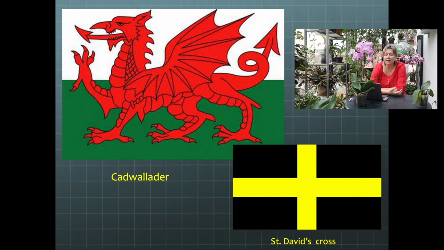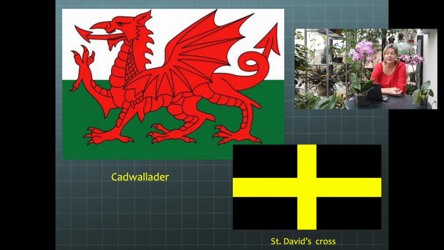Actually, Wales has another flag, even more popular than St. David's cross, and this is the flag with the dragon. If you ever go to Wales, or if you are interested in the history of Wales, you cannot miss this very, very distinctive flag, which consists of two horizontal halves. The upper one is white, the lower one is green, and on top of this background we have a very fierce looking red dragon called Cadwaladr. This is apparently the Welsh name for the dragon.